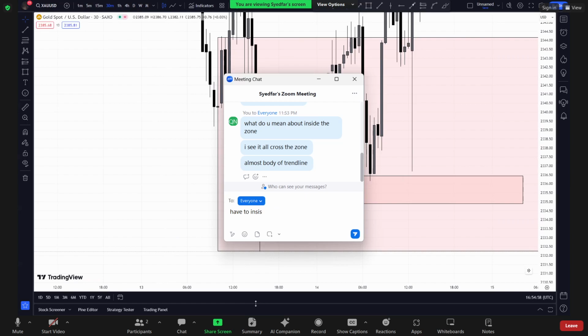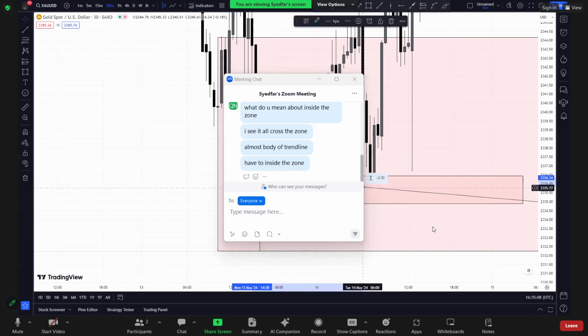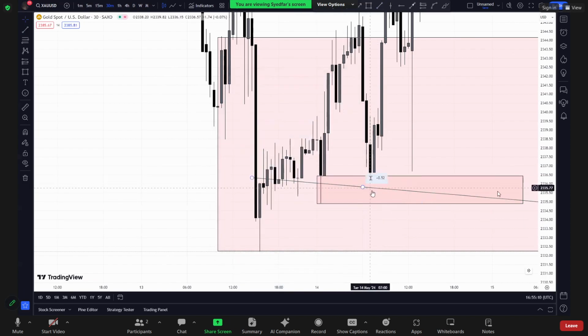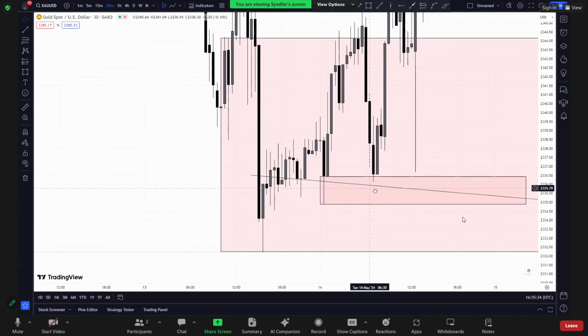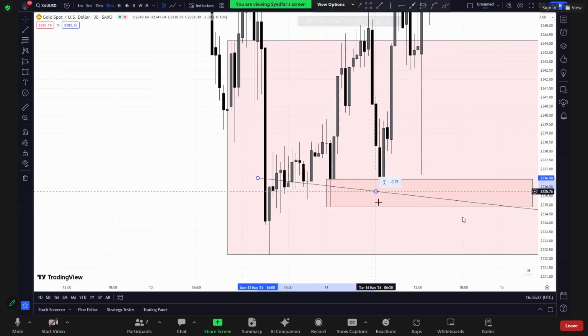What is almost body? What do you mean? Yes, the trend line must be inside the zone. Only if you have a trend line inside the zone can you take entry. Basically, you no need to wait for price to touch this trend line. As long as price has come to this zone, even if it has not hit the trend line yet, you can take. The rule is you must have a trend line inside the zone.